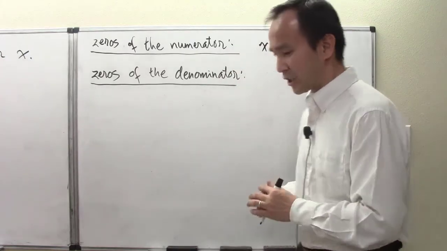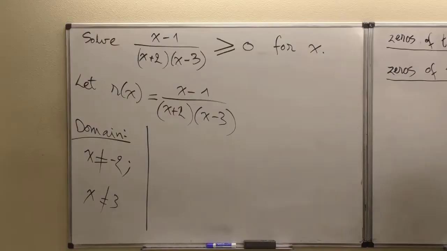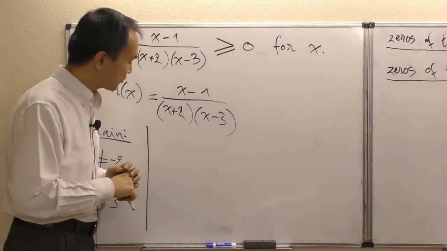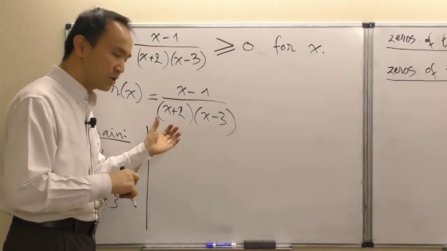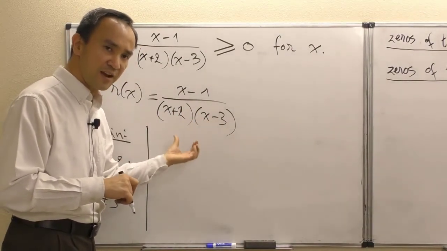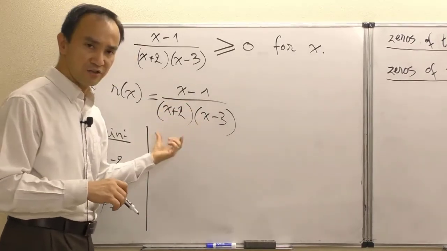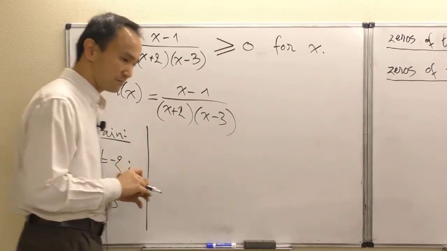One more time, looking at the final simplified rational function here, I see that we have 2 distinct linear factors in my denominator. So now we're going to find the zeros of this denominator.